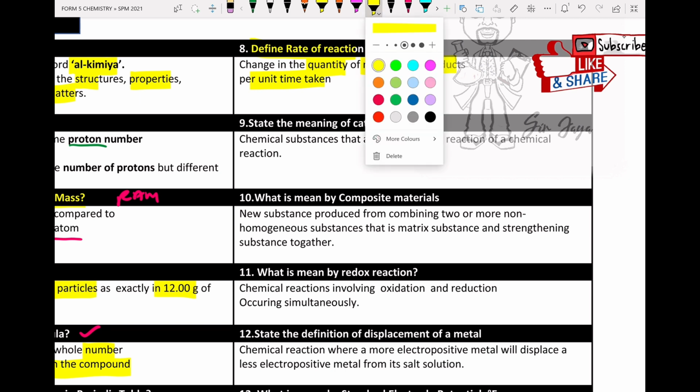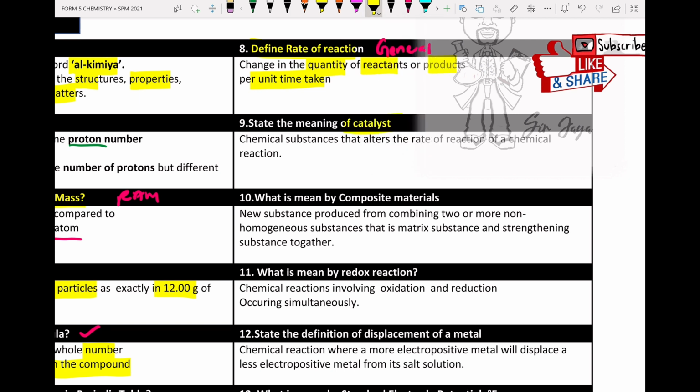Right. Then we must remember the next one under rate of reaction, catalyst. A catalyst is a chemical substance that is added in small quantity in a chemical reaction to alter the rate of reaction, without itself being involved in the reaction.